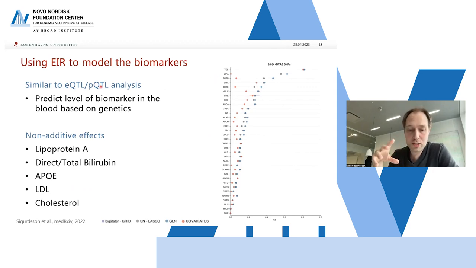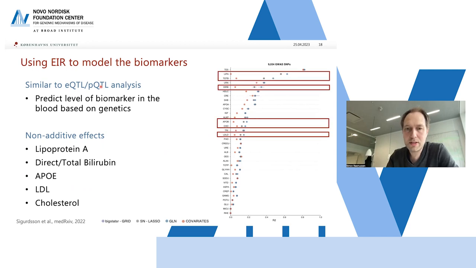And so basically we try to do the same thing. We try to use our models to model the abundance of these biomarkers in the blood and the urine. And this is basically what I show here. I think maybe it's a little bit difficult to see, but for instance here for lipoprotein A, if we model using the neural networks, we get an increased R squared compared to if you model using the linear models.